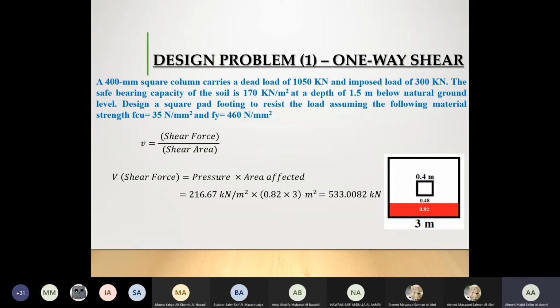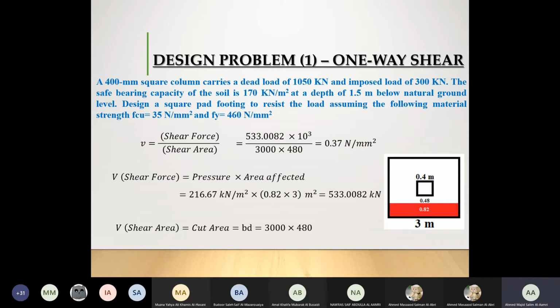Now, after I know the force, I need to know which area, let's say, which panel will be cut. In that scenario, to make it easier for you, I have given you the example of the cake and the knife. Can you see? Now you can see if I want to cut, I will cut the length of 3 meters. My knife should go for the length of 3 meters and a depth of 0.48. So my cut area is 3000 into 480. 3000 is 3 meters, 480 is 0.48, but these are in millimeter now. Here I have got my shear stress as this amount, which is 0.37.